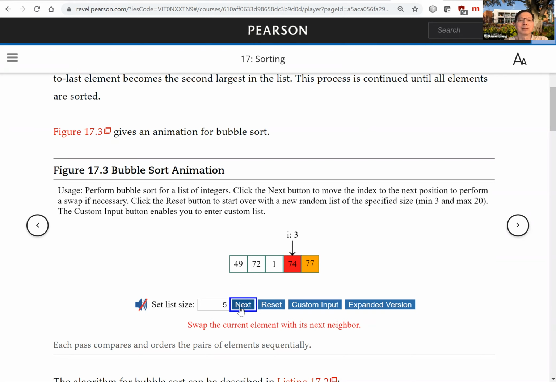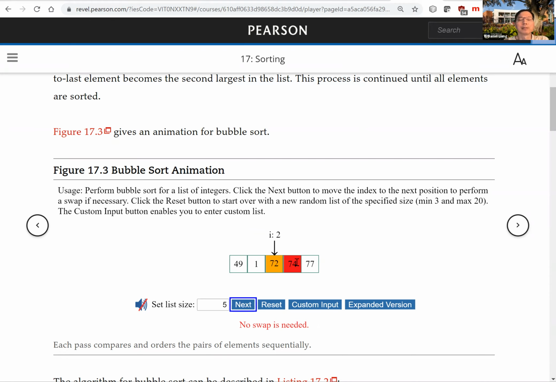So you're going to compare the consecutive 2 numbers. They are in order, and this is not in order, so swap. And then this is in order. So 74 is here after this second phase. So this is in place.